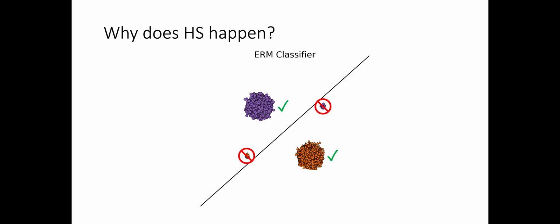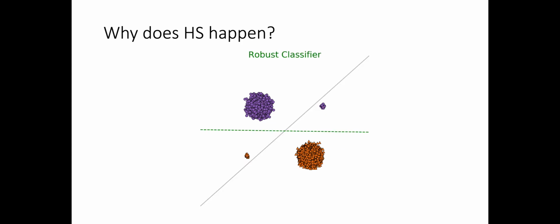Let's look at a simple example to understand why hidden stratification might occur. The two superclasses here are the orange triangles and purple dots. The circled rare subclasses don't contribute much to the total loss, so a model trained to minimize this might misclassify them. If we instead minimize the worst case loss over any subclass, it learns this dashed decision boundary and gets everything right.